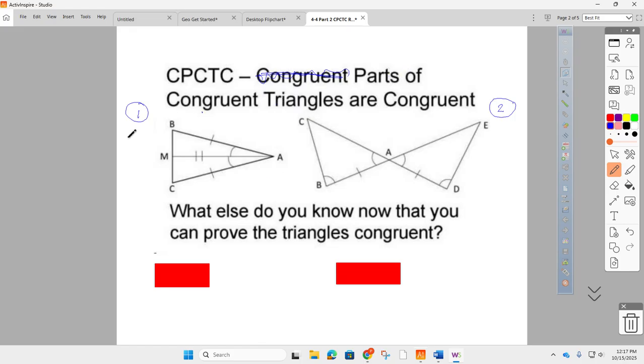So let's look at the two triangles here. We've got triangle AMB and triangle AMC. Can we state that those triangles are congruent? So y'all look at it while I get the phone.